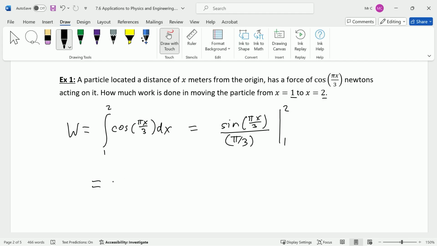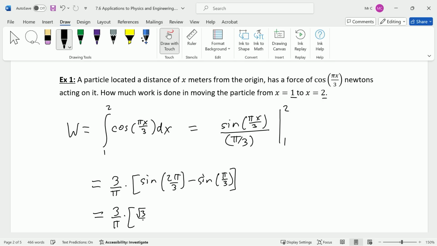So dividing by pi over 3 can be written as times 3 over pi. And now we'll evaluate sine at 2 and 1. So we get sine of 2 pi thirds minus sine of pi thirds. That's 3 over pi times the square root of 3 over 2 minus the square root of 3 over 2, which is 0. So that seems a little bit tricky. What's going on here? Why did the amount of work that was done end up being 0?